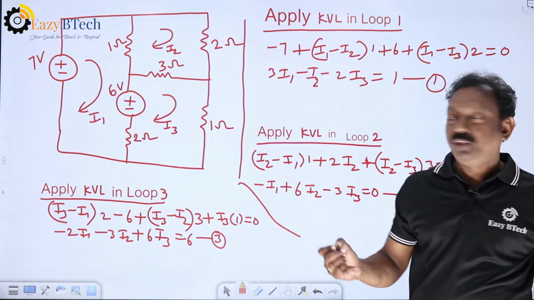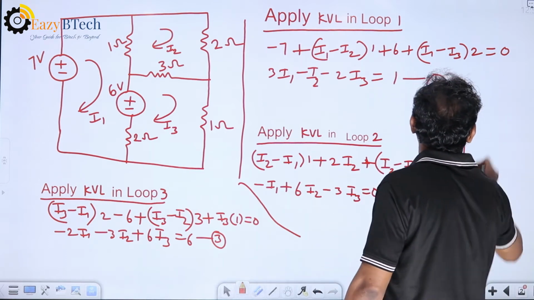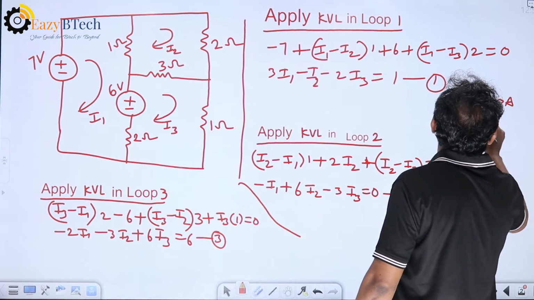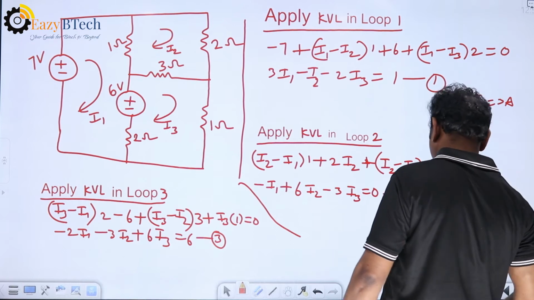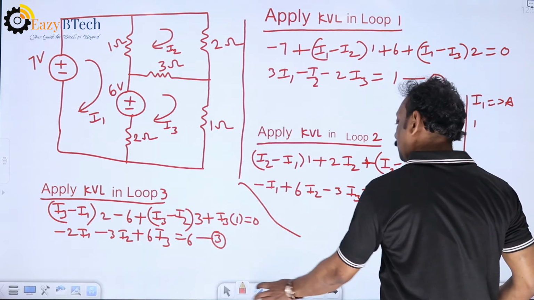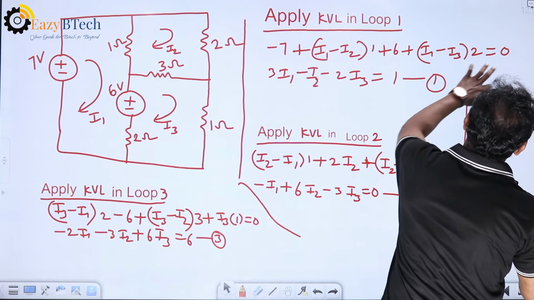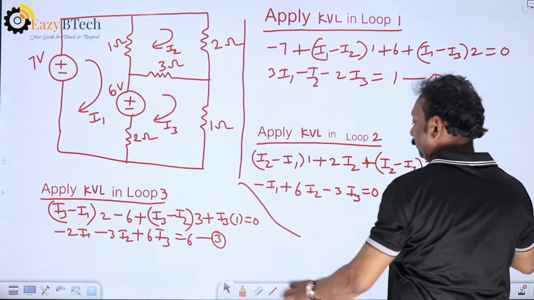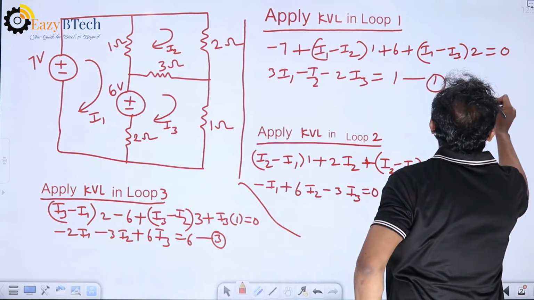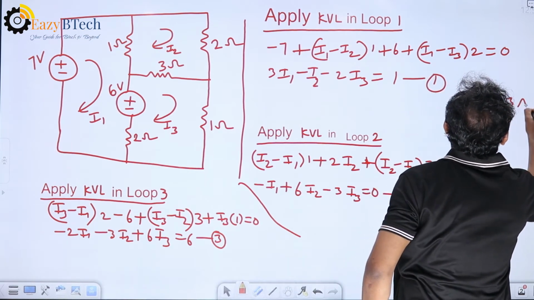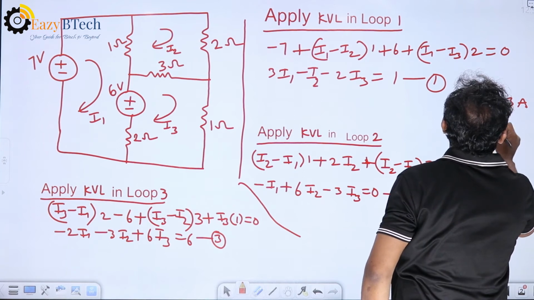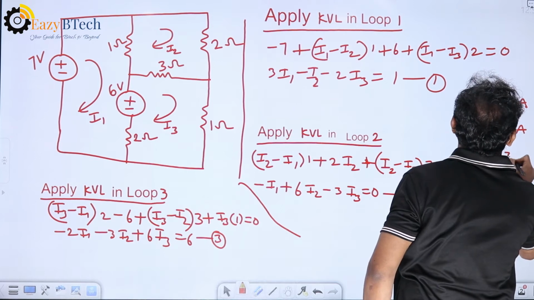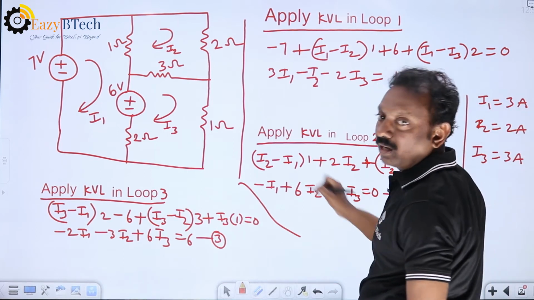I1 equal to 3 ampere. I2 equal to 2 ampere. And I3 equal to 3 ampere. 3, 2, 3 are the answers.